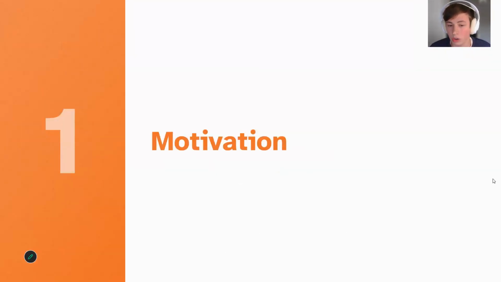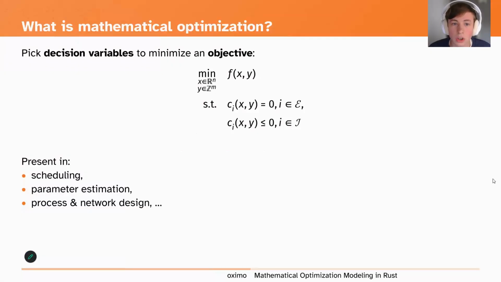Now, before I talk about what oximo is trying to achieve, I'll give a little background about the problem that we are trying to solve. So mathematical optimization is about picking decision variables that minimize a certain objective function value. In this case, it is f of x and y, subject to a certain amount of constraints, which can be either equalities or inequalities. And this type of problem is present in many different areas, including scheduling, parameter estimation, process and network design, and systems biology, for example.